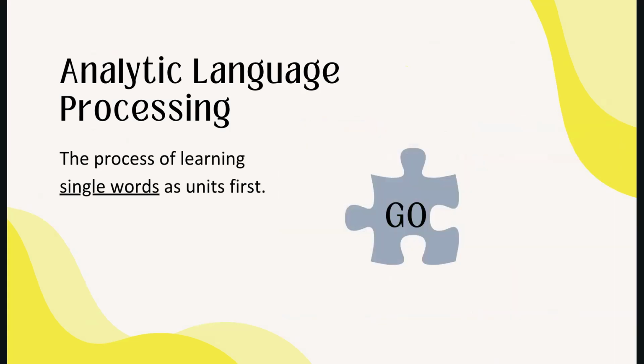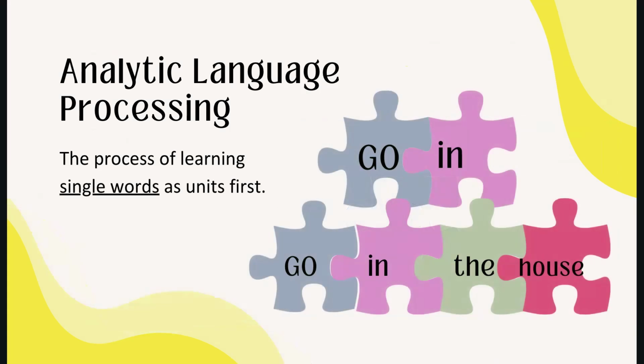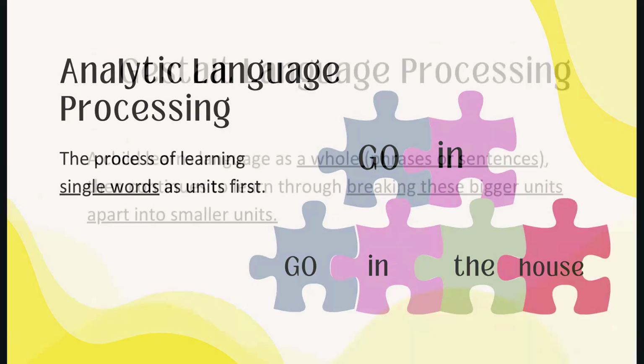So let's talk about some examples of this. A child learns the word go. Okay, they learn the word go, they learn what it means. So from there, they're going to add another word onto it. So as we see the first row of puzzles, go in. Okay, so from there, they're going to add even more puzzle pieces to the original piece. Go in the house. So they're taking that first word, that first puzzle piece, and they're just adding to it, which is what we usually see.